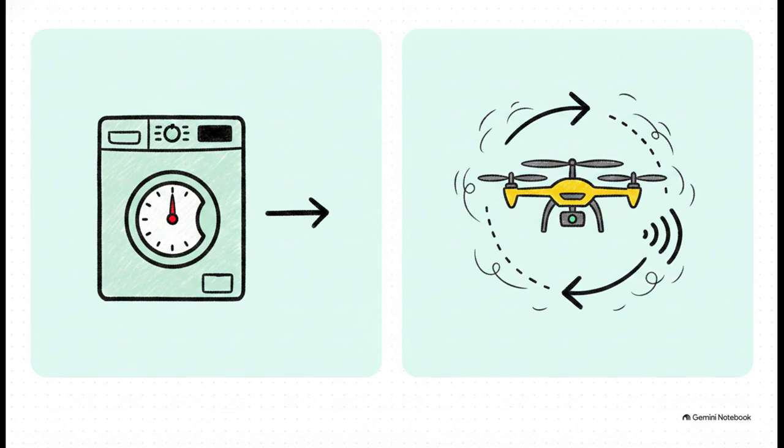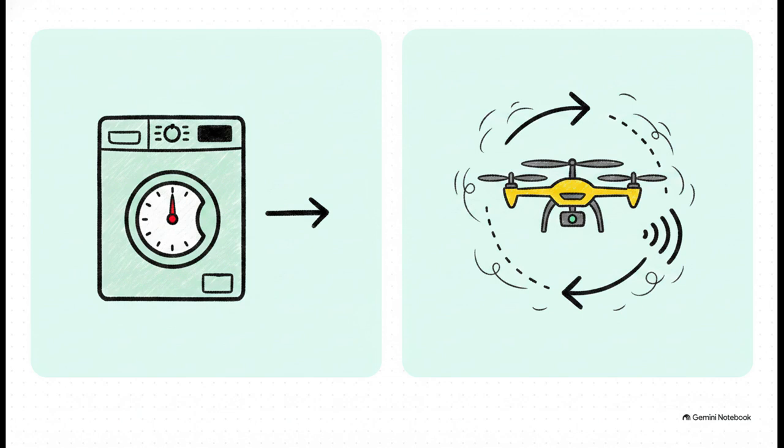An open loop system is kind of like a basic timer-based washing machine. It just runs for a set amount of time. It doesn't actually know or even care if your clothes are clean at the end. Its action is completely independent of the actual output. But a drone? A drone simply cannot survive like that.